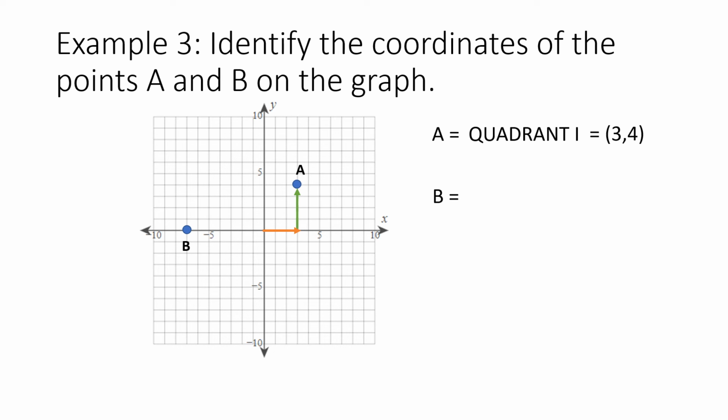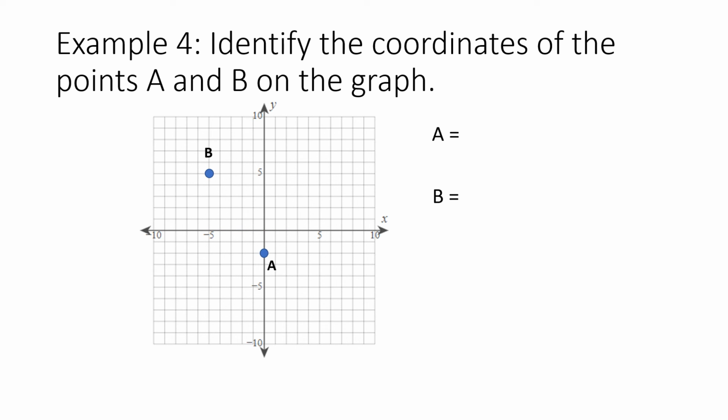And then my point B actually lies on my x-axis, which means it's an x-intercept. And so all I'm going to do here is count how many to the left it went. It went to the left 7. So my point B is going to end up being (-7, 0).